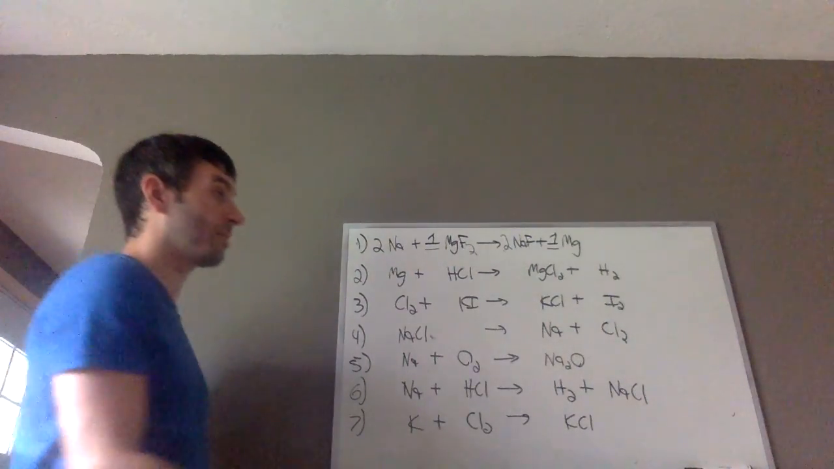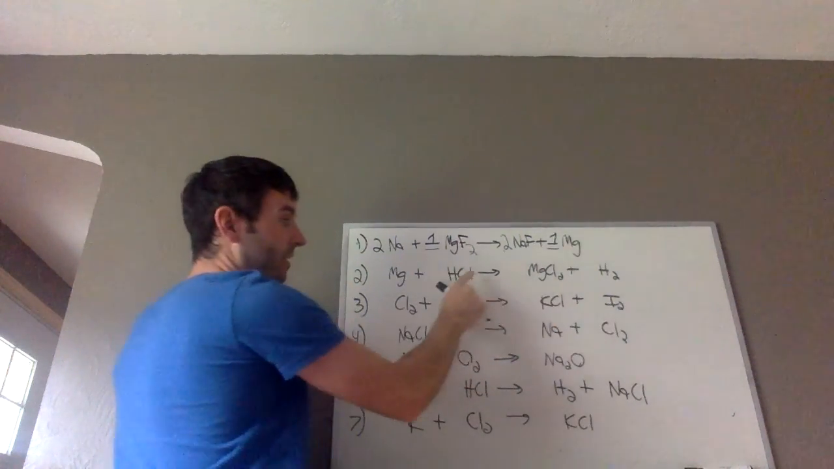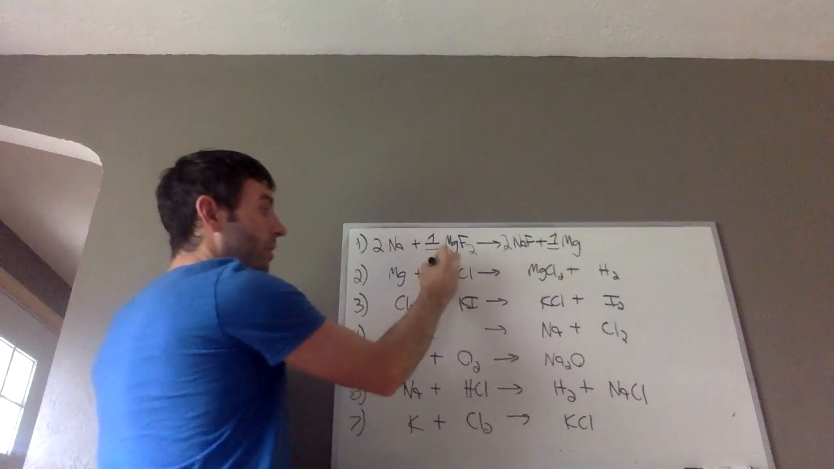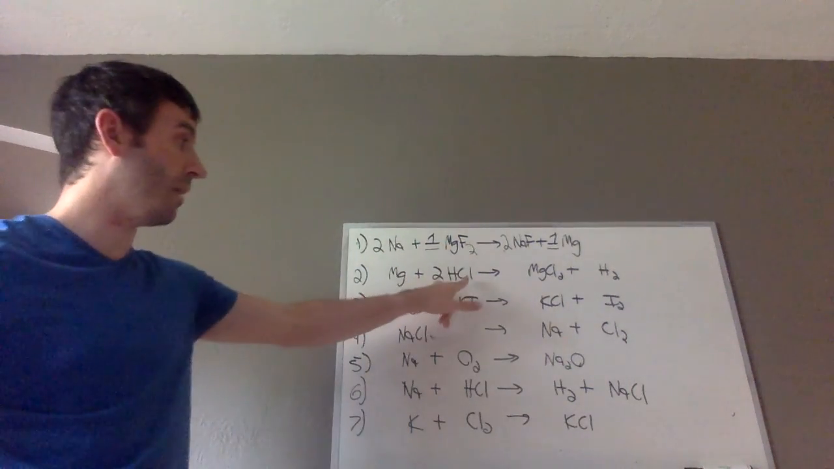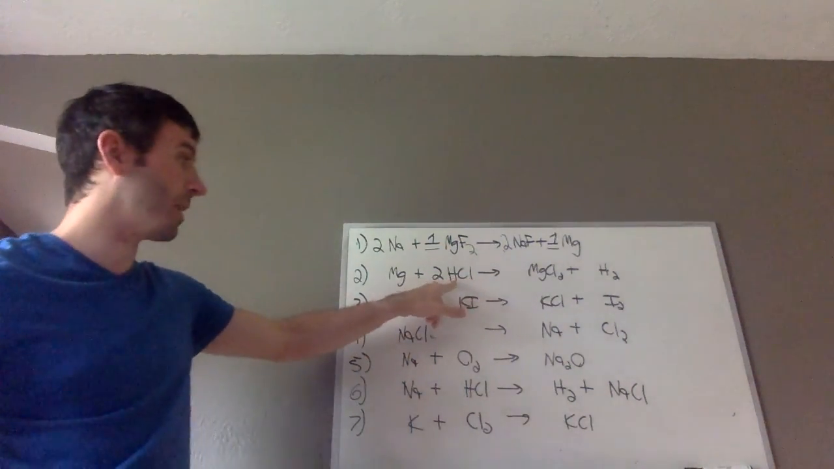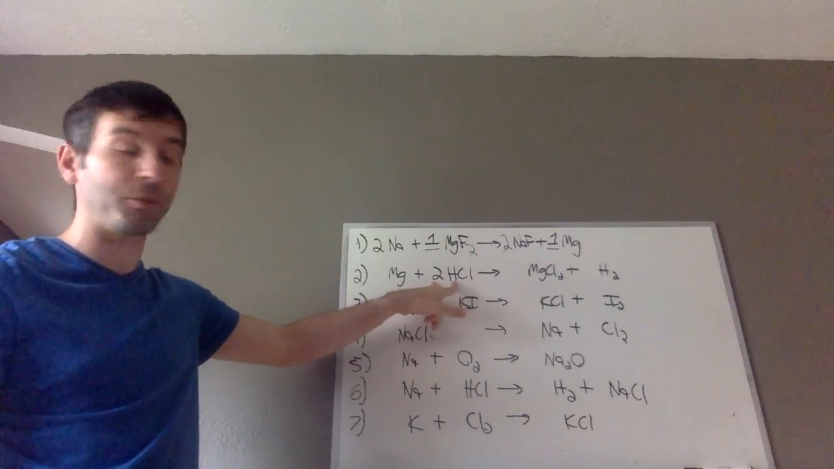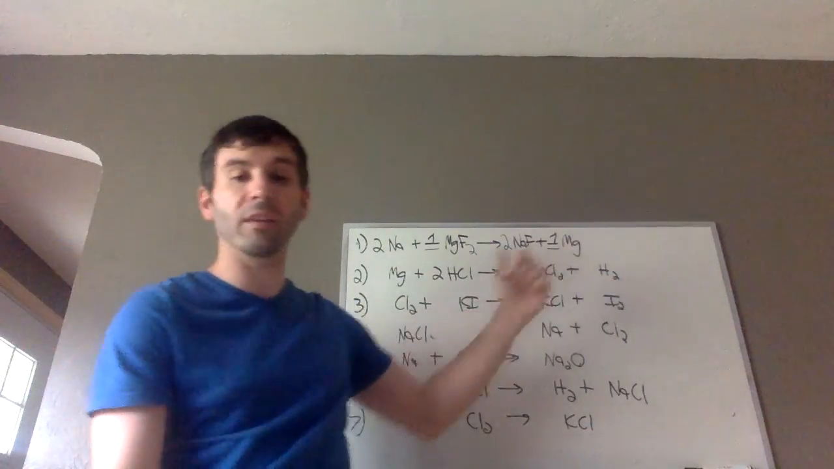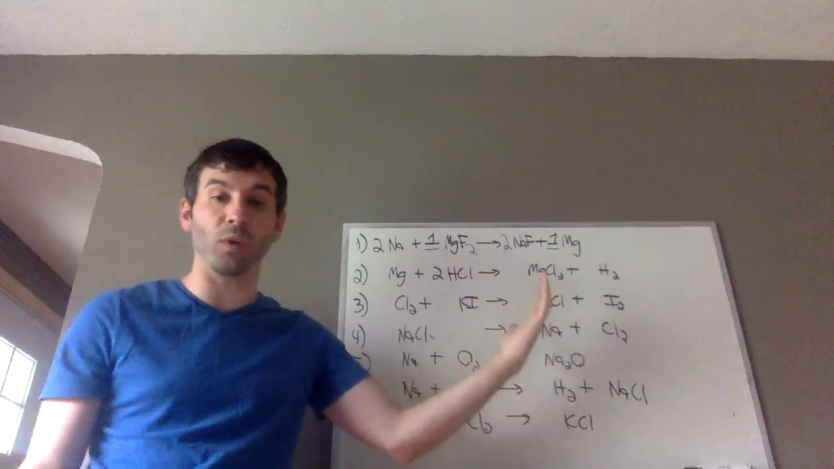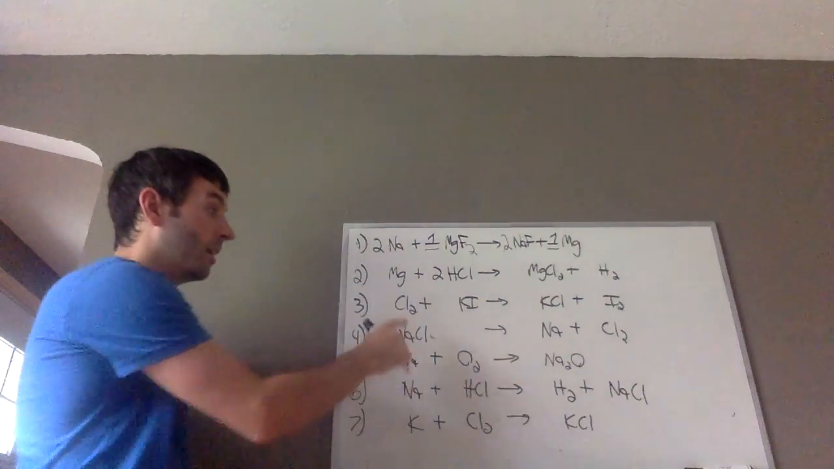Okay, next one's a very similar problem. I have 2 chlorines on the right, and I have 1 on the left. So if I put a 2 right here, I now have 2 chlorines on both sides. And when I do that, I also change the number of hydrogens, so I have to double check that. I have 2 on the left, 2 on the right, I'm good. And magnesium is just 1 and 1. Done.